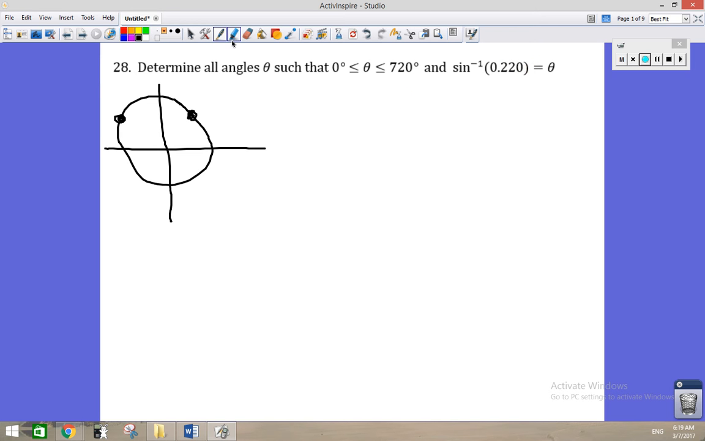That point is not going to be on my unit circle. Well, it is on the unit circle, but it's not one of the special right triangles. It's not one of the coordinates that I have. I'm going to have to use my calculator. My calculator is going to search for values between negative 90 and positive 90. It's going to return a value in the first quadrant.